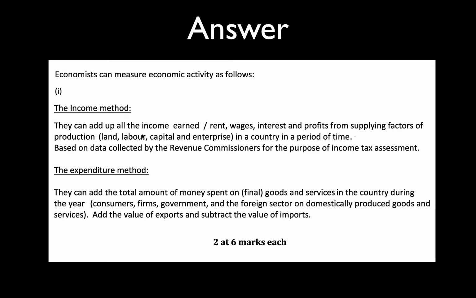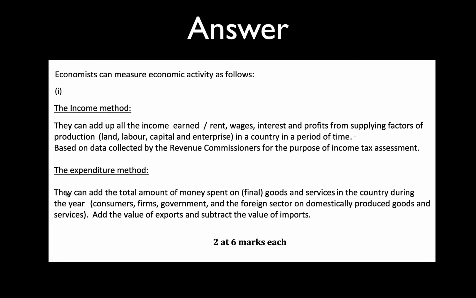So with the income method, you can add up all the income earned: the rent, the wages, the interest and the profits. Rent is the income for the owners of land, wages is the income for the owners of labour, interest is the income for the owners of capital, and profits is the income for the owners of enterprise from supplying factors of production, land, labour, capital and enterprise in a country in a period of time. And don't worry about this, revenue commission is just the tax collectors.